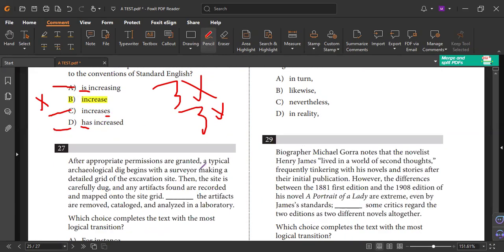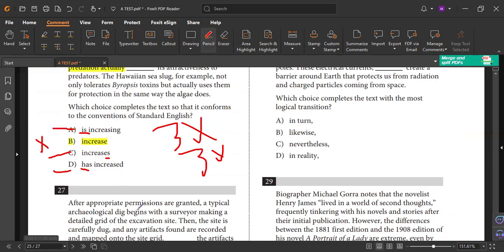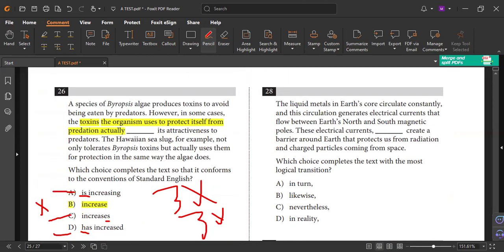Yes. 27, what's yours? It's D. So it's D for subsequence, okay. 28, B. 28, no, it must be letter A. Letter B, likewise, means a similarity. What is the similarity between the previous idea and the following idea?